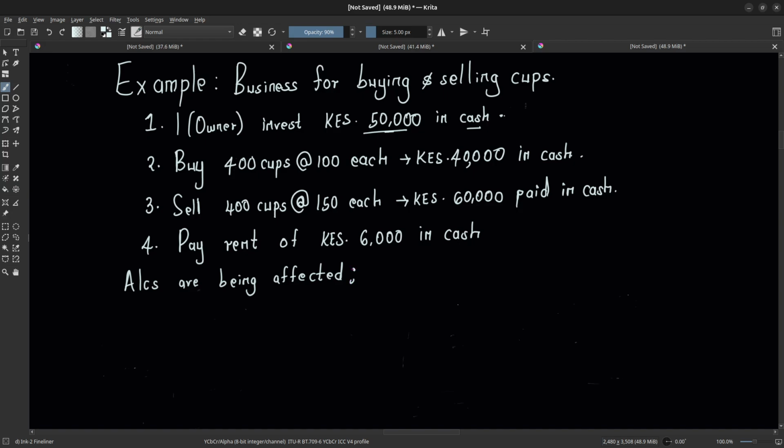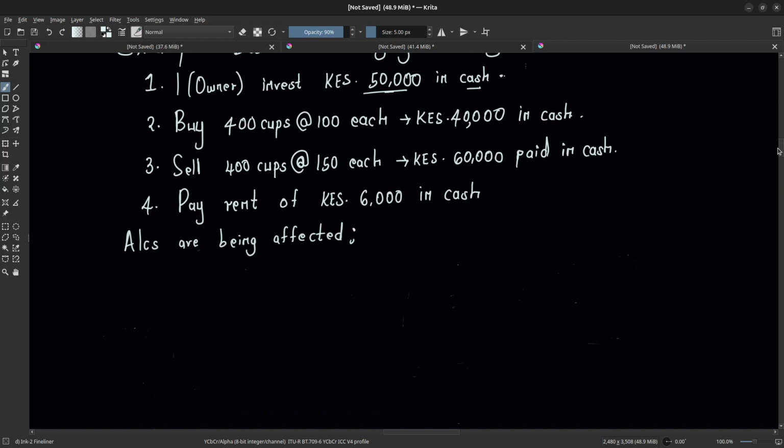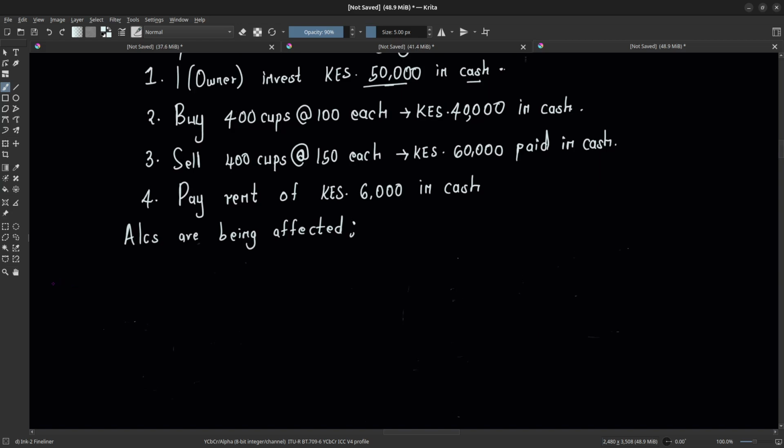I, the owner, invest Kenyan shillings 50,000 in cash. The first thing you should note there is cash. We should have a cash account, because we can already see there's some money moving to the business cash account.